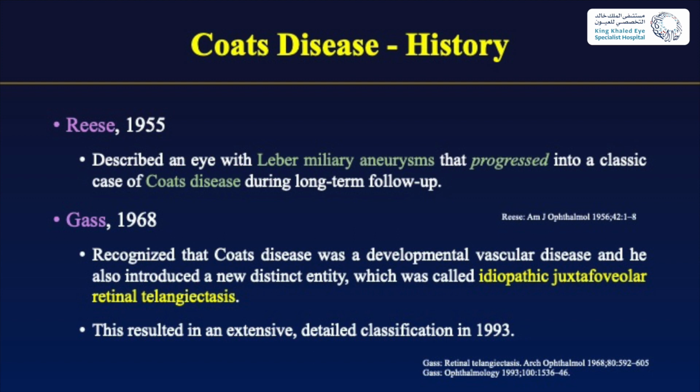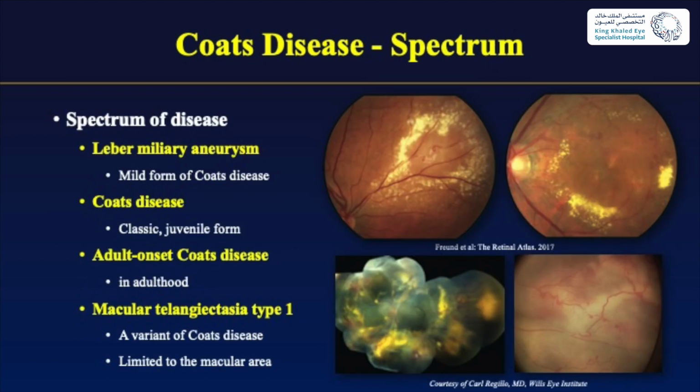Reese in 1955 observed a patient with Leber miliary aneurysm that progressed to the classic Coats disease, which means that Leber miliary aneurysm and Coats disease are the same disease process. Gass in 1968 described idiopathic juxtafoveolar retinal telangiectasia, and this resulted in an extensive detailed classification in 1993. So Coats disease has a spectrum of manifestations. So these conditions are the same disease process.